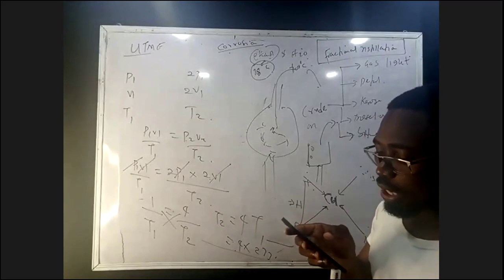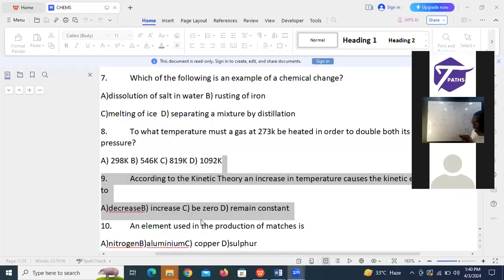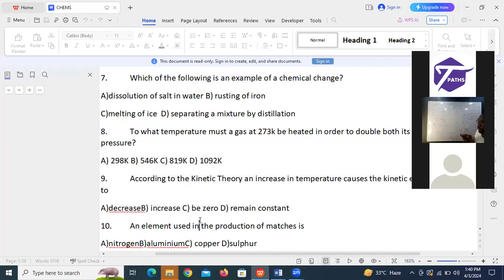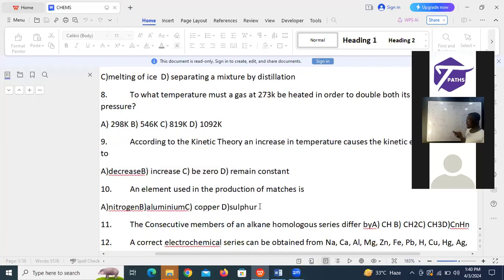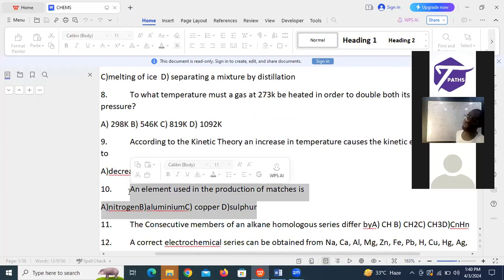Okay, now next question. Before that, an element used in the production of matches is dash. The element that is used in the production of matches is sulfur. We actually need to go and read on non-metals. When you read non-metals, you are going to get all this information. Okay, sulfur. That's the element you have there.